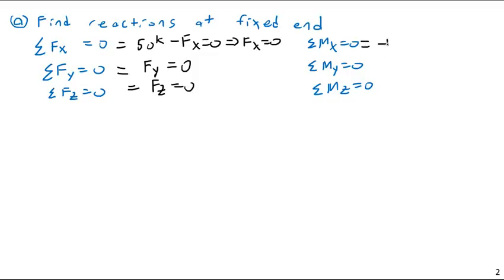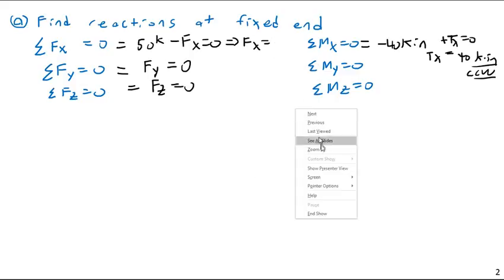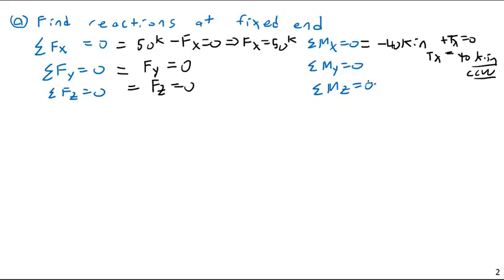Next, I could do a sum of moments about the x-axis. I would get negative 40 kip-inches, the applied load, plus Tx is equal to 0, and therefore Tx is equal to 40 kip-inches counterclockwise. Oh, and sorry, I flubbed here again. Fx is 50 kips. And My is 0, Mz is 0. There's no moments there either.